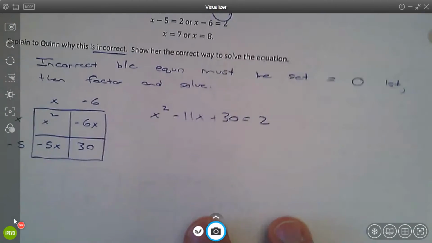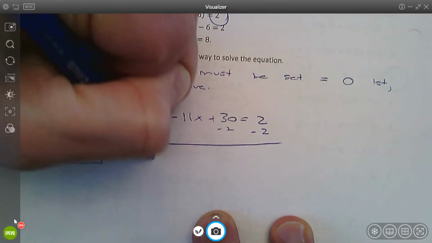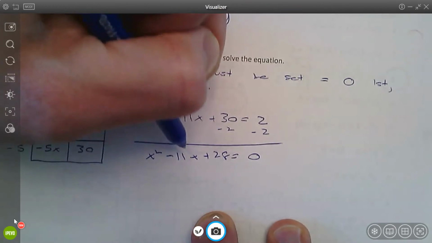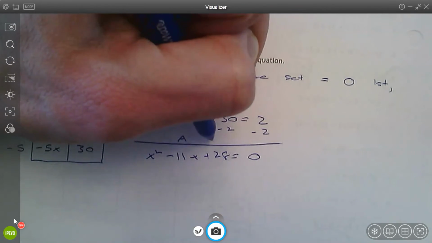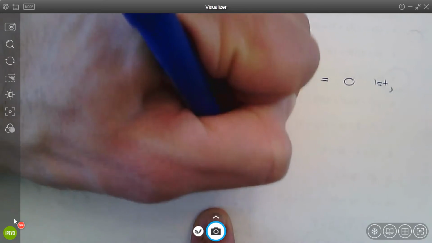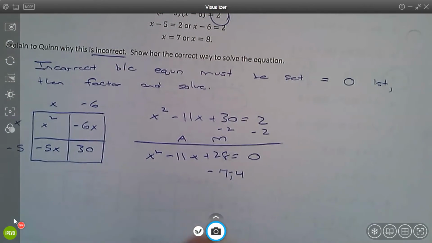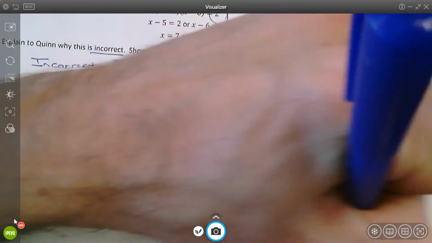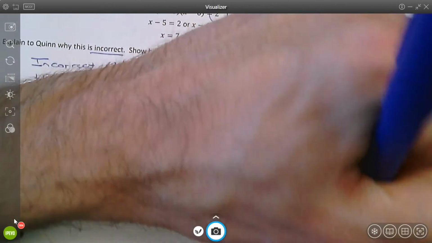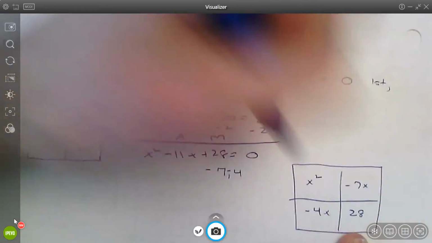So I need to get this equation set equal to 0. So I'm going to subtract 2. So I have x squared minus 11x plus 28 equals 0. Now I can factor. I need numbers that add to negative 11 and multiply to 28. It's going to be a 7 and a 4, but both signs need to be negative because they're adding up to a negative 11. So I have x squared with the 28, minus 7x minus 4x.